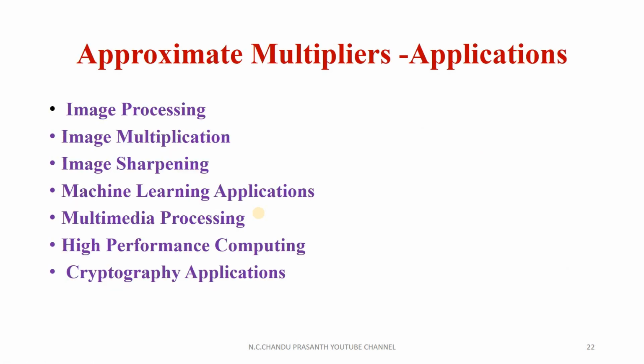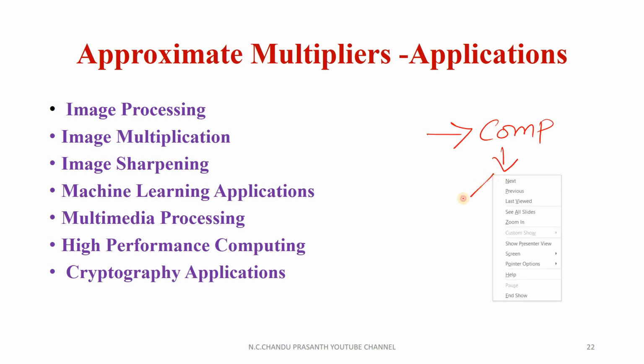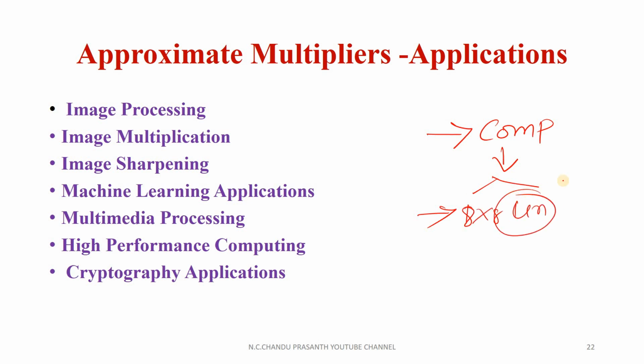Up to now we have seen what a compressor is, what the different kinds of compressors are, how we are modifying the compressor architecture, and after that how we are employing those modified architectures in the 8x8 unsigned multiplier. Okay, so up to now we have seen up to this.